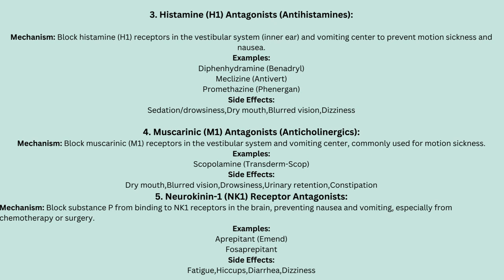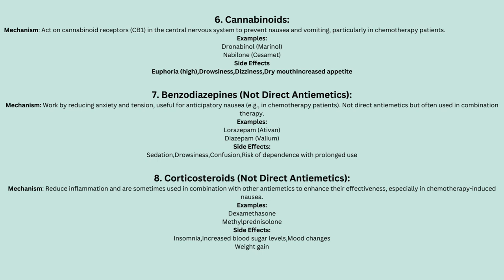4. Muscarinic, M1, antagonists, anticholinergics. Examples: scopolamine, Transderm Scop. 5. Neurokinin 1, NK1, receptor antagonists. Examples: aprepitant, Emend, fosaprepitant. 6. Cannabinoids. Examples: dronabinol, Marinol, nabilone, Cesamet. 7. Benzodiazepines, not direct antiemetics. Examples: lorazepam, Ativan, diazepam, Valium. 8. Corticosteroids, not direct antiemetics. Examples: dexamethasone, methylprednisolone.